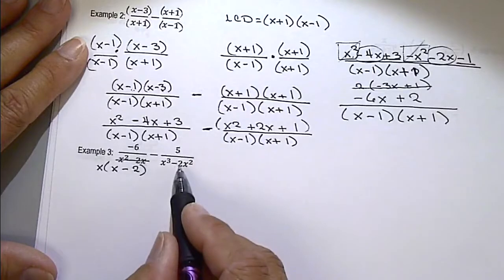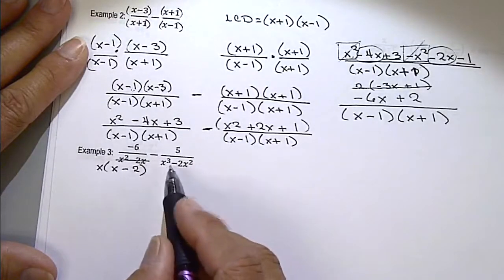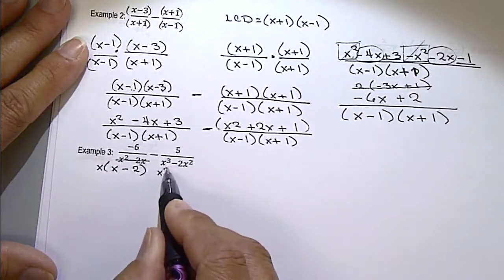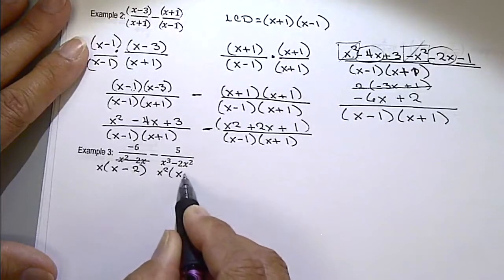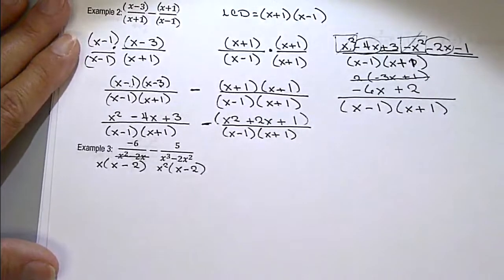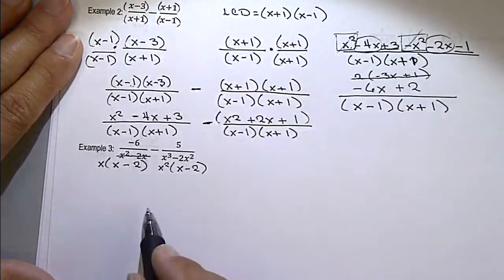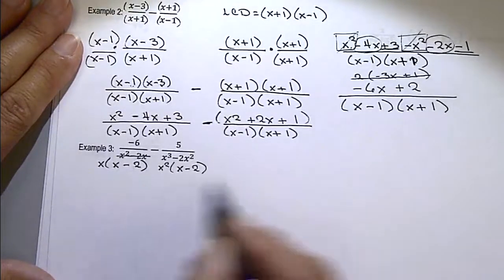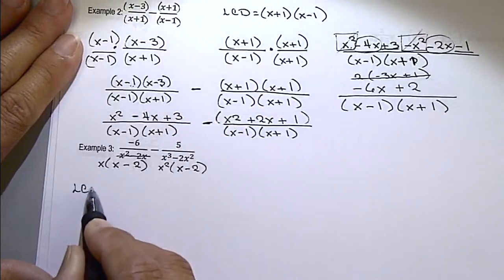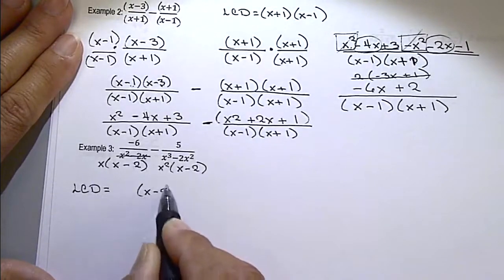What's my new denominator in the second fraction? What can I factor out? What's your GCF here? X squared times... oh look, they do have a common factor, don't they? The common factor is x minus 2. I know I'm going to have x minus 2 as part of my LCD.